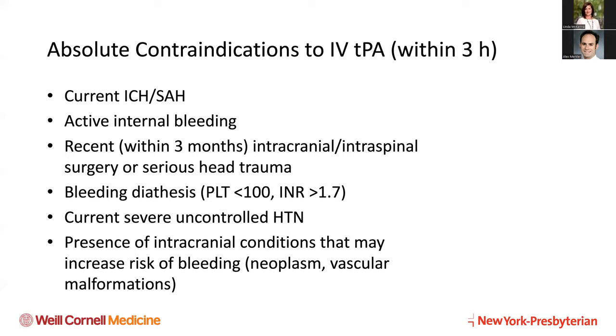So what are the contraindications to TPA? Well, if the patient has evidence of intracranial hemorrhage or internal bleeding, don't give TPA because the main risk of TPA is bleeding. If the patient has a recent intracranial or intraspinal surgery or serious head trauma, that's a contraindication. If they have a known bleeding diathesis, if they have severe uncontrolled hypertension, or they have the presence of an intracranial lesion that may increase the risk of bleeding, like a large aneurysm or a brain tumor, don't give TPA.